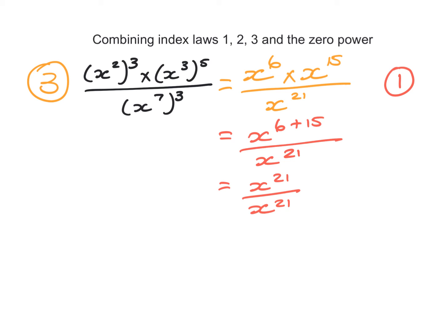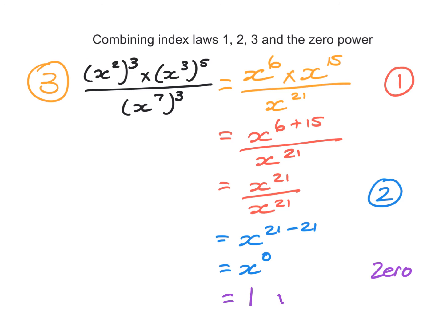Next, I'm going to use index law number 2 because this is a division. So I'm going to have x to the power of 21 minus 21. And that equals x to the power of 0. And finally, I'm now going to use the zero rule: x to the power of 0 is equal to 1, and that's my answer.